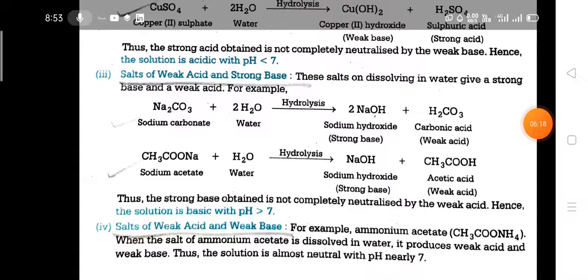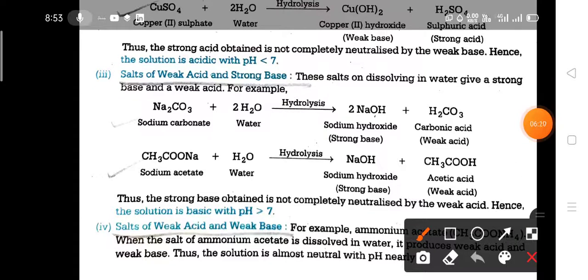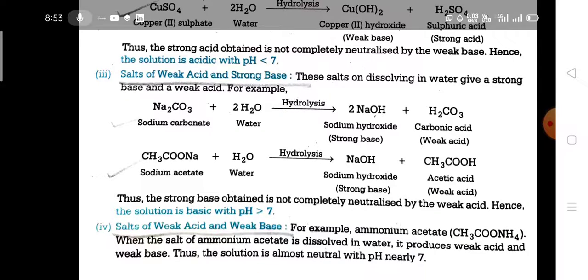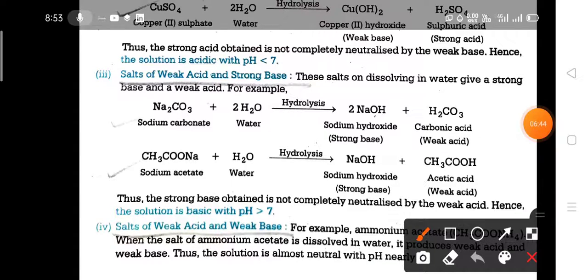Now next, salts of a weak acid and a weak base. For example, ammonium acetate. When the salt ammonium acetate is dissolved in water, it produces a weak acid and a weak base. So it will also neutralize, giving a neutral condition. So here pH will also be equal to 7.